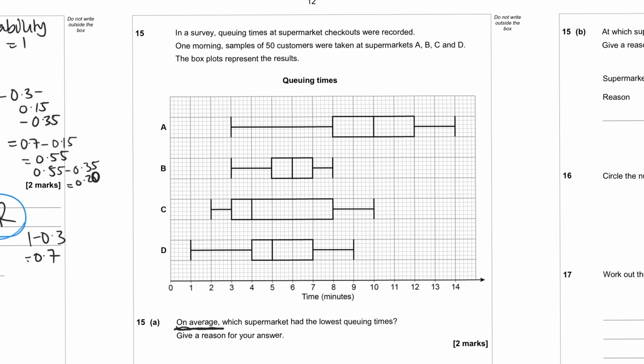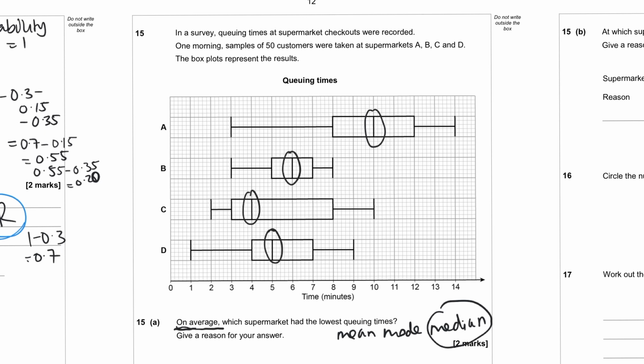They didn't say which supermarket has the lowest time, because really and truly, the supermarket with the lowest time would be D. But because it says on average, averages basically mean either your mean, your mode, or your median. They're the averages that we use in maths. In box plots, the main average that we use is your median. And in your box plot, the medians are represented by the lines in the middle of the boxes.